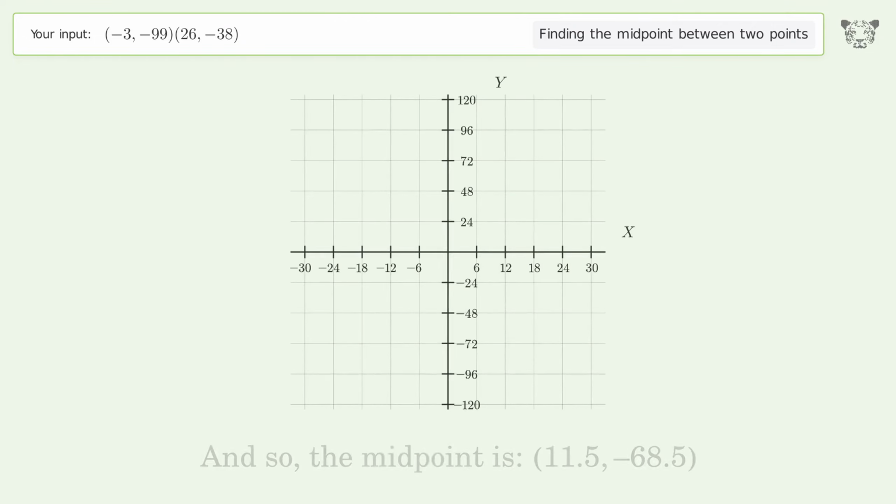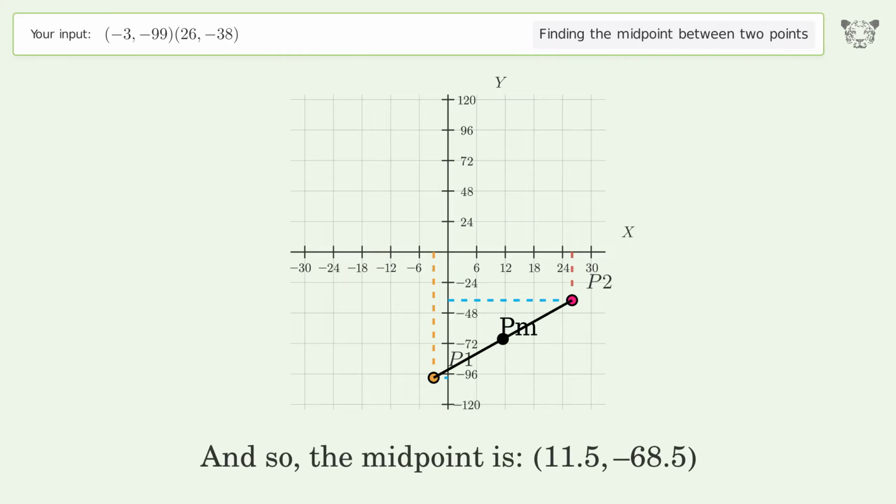And so, the midpoint is 11.5, negative 68.5.